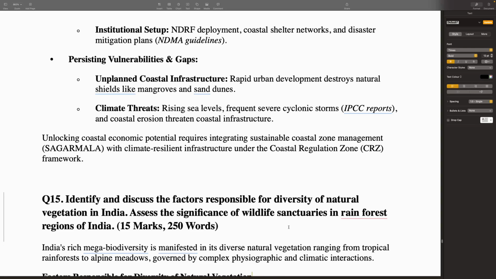Persisting vulnerabilities and gaps. Unplanned coastal infrastructure: rapid urban development destroys natural shields like mangroves and sand dunes. Climate threat: rising sea levels, frequent severe cyclonic storms, and coastal erosion threaten coastal infrastructure. Unlocking coastal economic potential requires integrating sustainable coastal zone management, Sagarmala, with climate resilient infrastructure under the Coastal Regulation Zone (CRZ) framework.